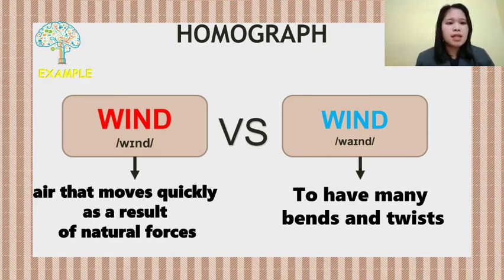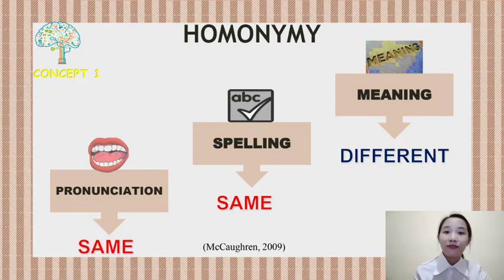Those words have the same spelling, but let's see their pronunciation. The first word is wind that has the meaning air that moves quickly as a result of natural forces. And the second word is wind that has the meaning to have many bends and twists. So we can see from the example that those words have the same spelling, but they are different in their pronunciation and in their meaning.